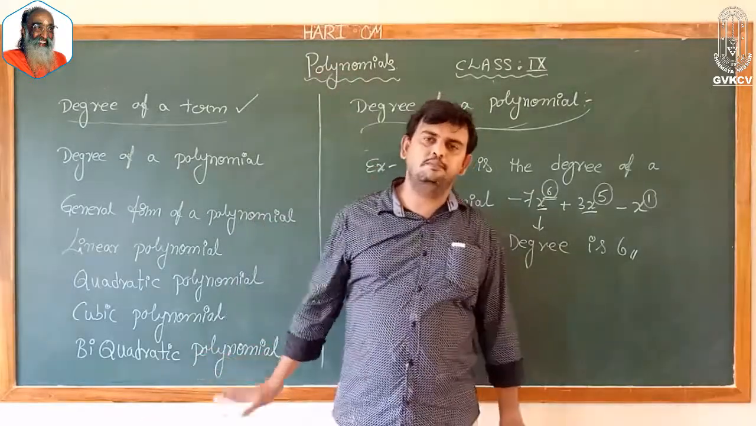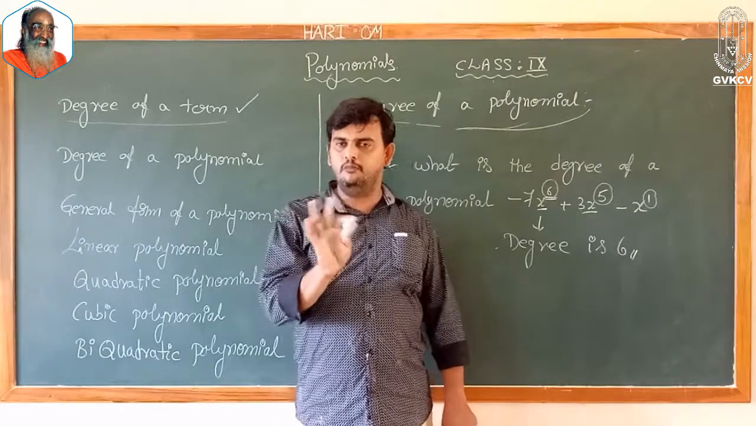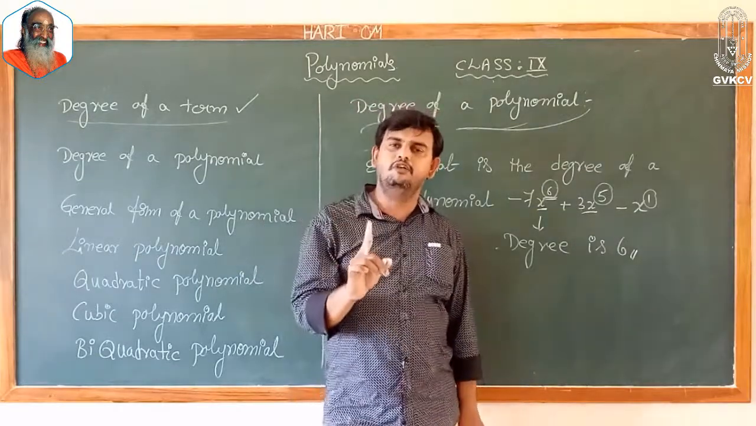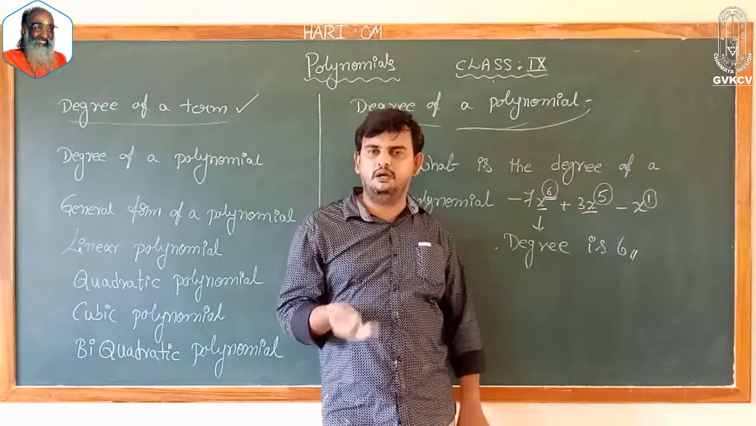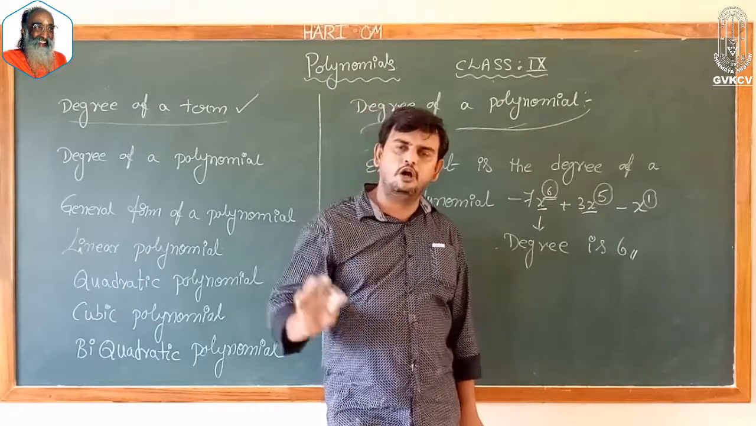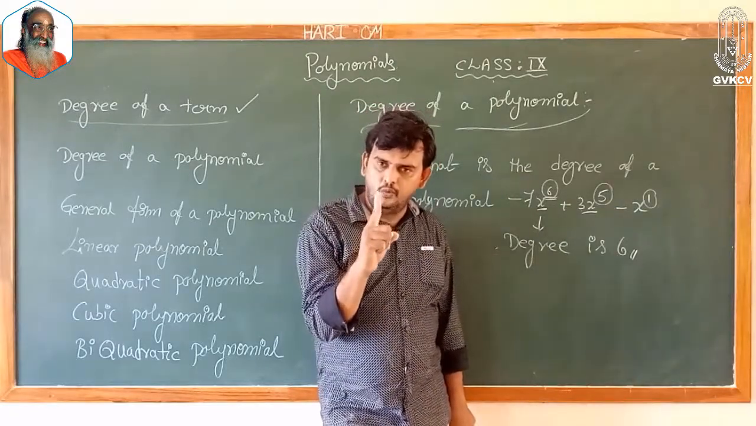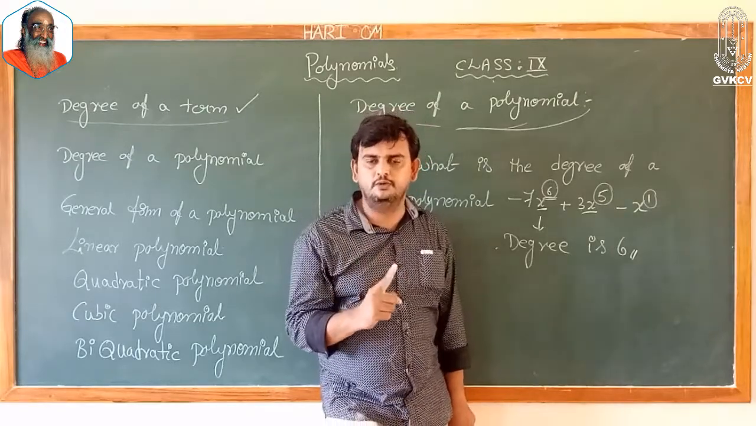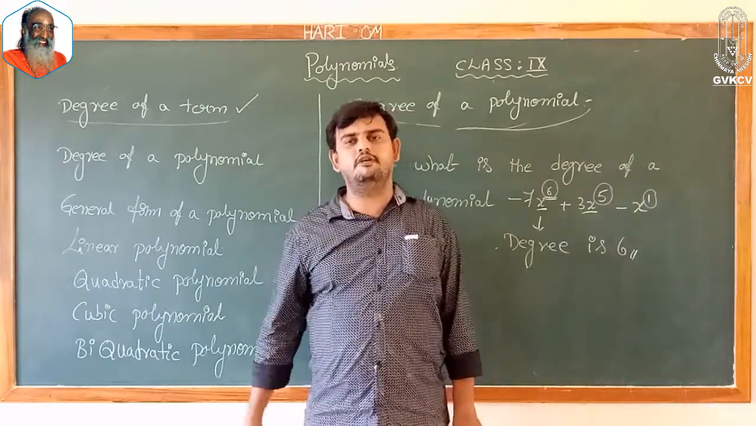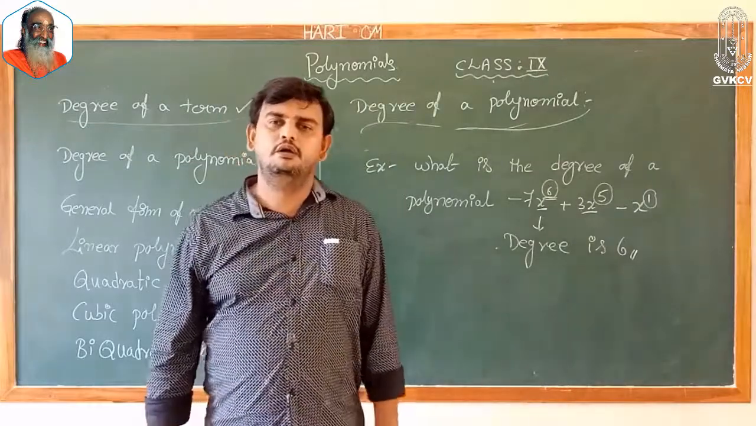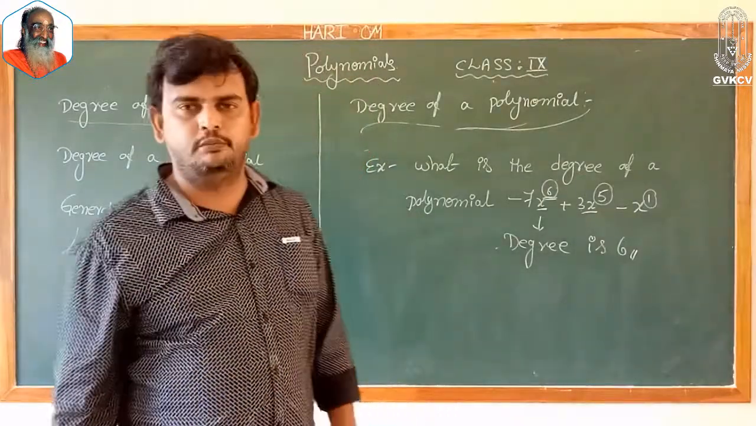Here we are discussing a polynomial in one variable only. We don't have multiple variables. We have only one variable, either x or y or t or w or u or v, anything. You have only a one-variable polynomial. So the highest power of a variable is called the degree of a polynomial.